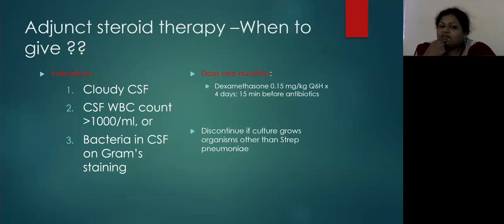What is the dose you give? It's 0.15 mg per kg Q6H for 4 days. It has to be given before the antibiotic. The sister shouldn't just administer the antibiotic and then give dexamethasone in the ward. It's no use at all. The dexamethasone has to go in before the antibiotics. You can discontinue if the culture grows anything other than strep. Most of the time when it doesn't grow, you continue and finish the 4-day course. If the patient has already received antibiotics outside, there's actually no point in giving dexamethasone.